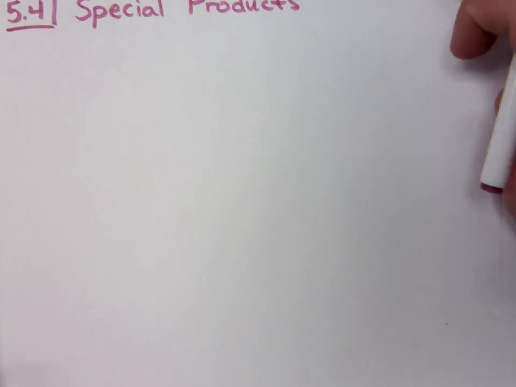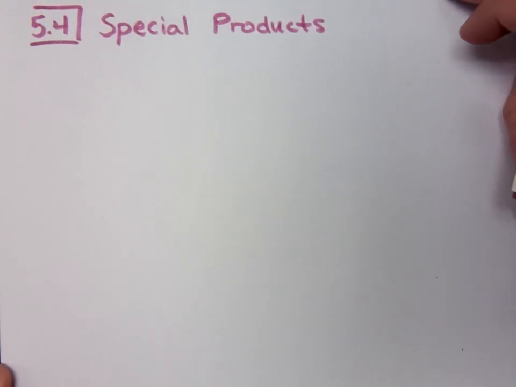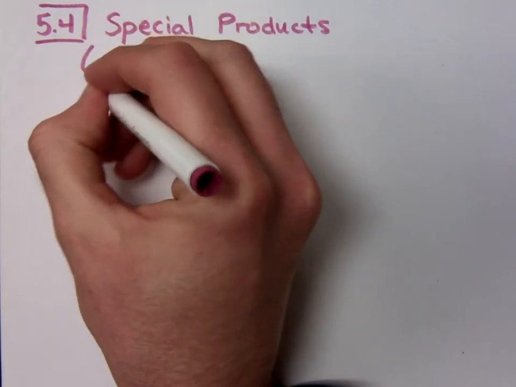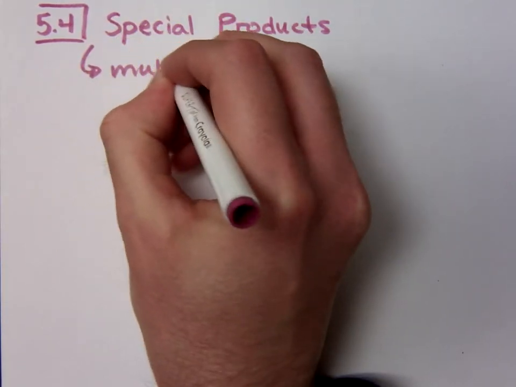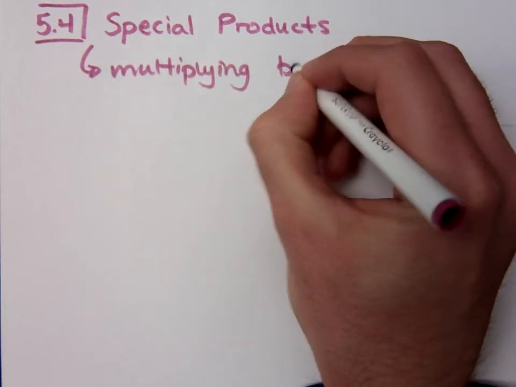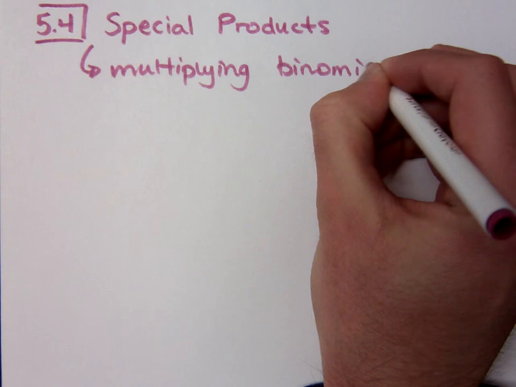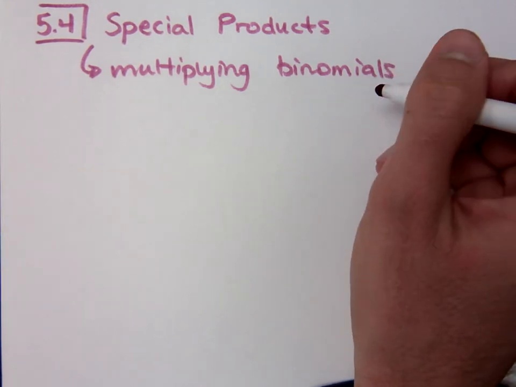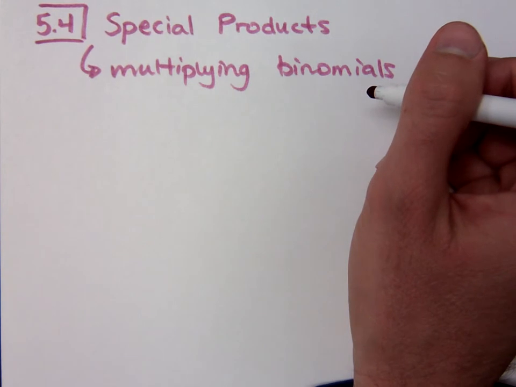In the next section, we want to look at special products. Of course, products, again, is just multiplication. And when we do the special products, here we're specifically looking at multiplying binomials. What are binomials? Binomials means it's a polynomial that has exactly two terms.